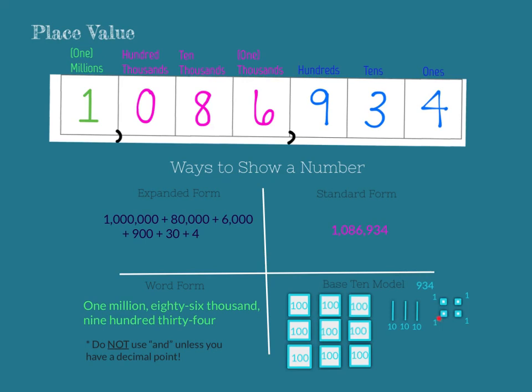So here you can see my 4 ones cubes. Here's our base 10 model. Again, you can see the 900, the 3 tens, and then the 4 ones for a total of 934. And that is the 4 ways to show a number.